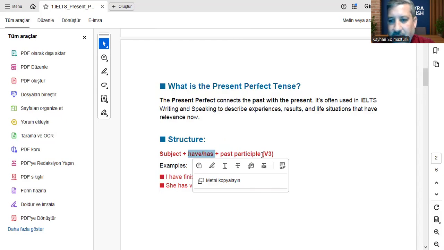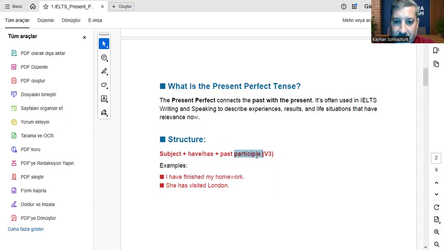As we all know in English, we have three verb forms: verb one is the present form, verb two is the past form, and verb three, in other words the past participle form of the verb, we use for perfect tenses.